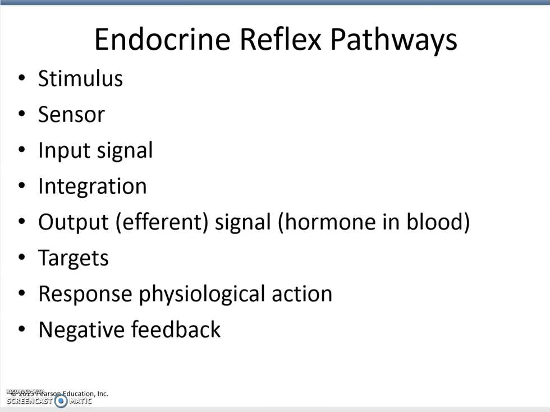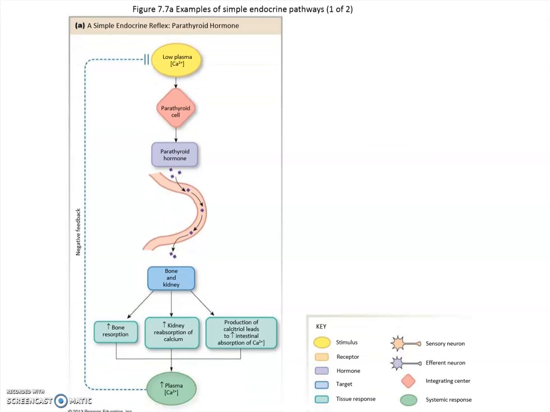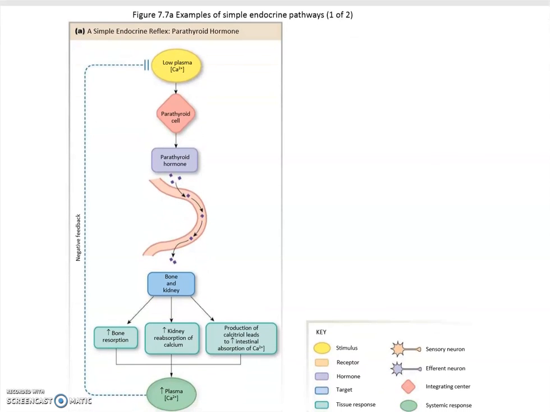So here you follow this pattern of a stimulus, sensor, input signal, and an integration. It's usually something in your central nervous system. Usually the hypothalamus is involved a lot of times, and then you get some output, targets, response, physiological action, and then usually negative feedback. So here is a diagram that explains this kind of pathway.